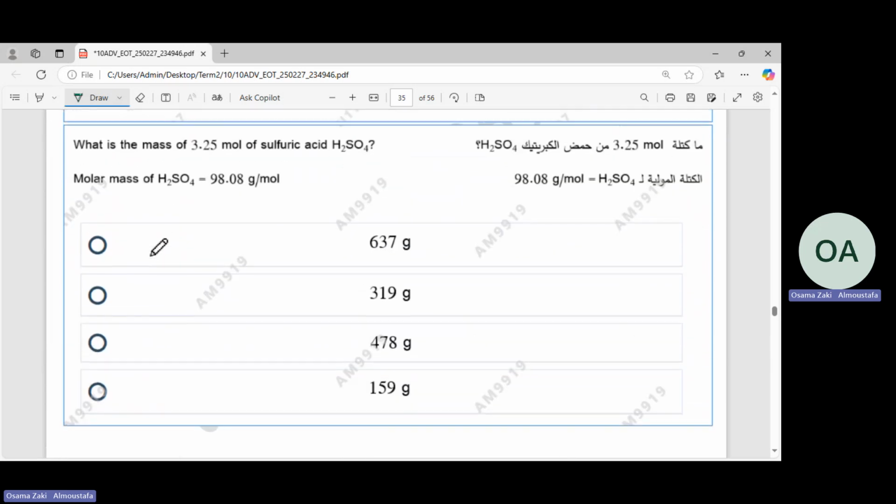Here we have the moles and we want the mass, so we have to convert from mole to mass. How to convert from mole to mass? 3.25 mole multiplied by the molar mass, which is here 98.08 gram over 1 mole. You can use the calculator to find it.